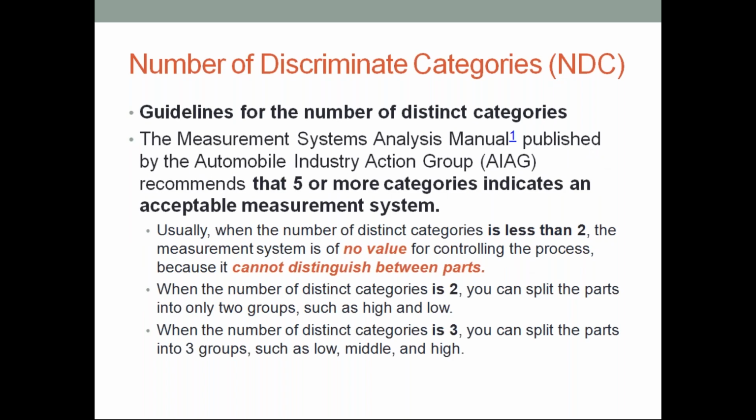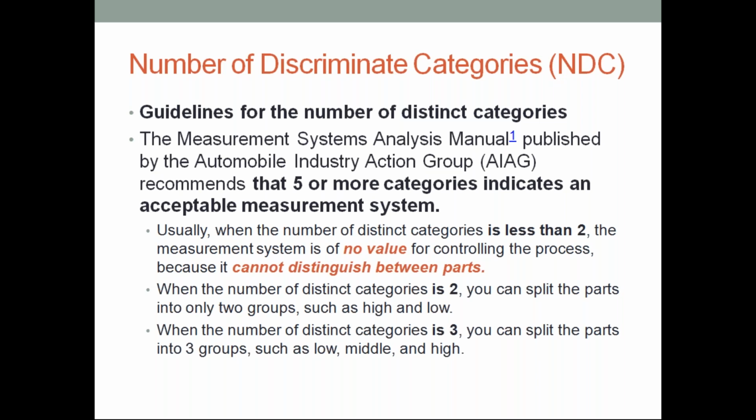AIAG recommends that 5 or more categories indicates an acceptable measurement system. And then here's some ideas. If it's less than 2, you can't tell the parts apart with it. That's why it's not a good choice. When it's 2, you can take your parts and split them into 2 discernible groups. If it's 3, you can discern them into 3, and so on and so forth.